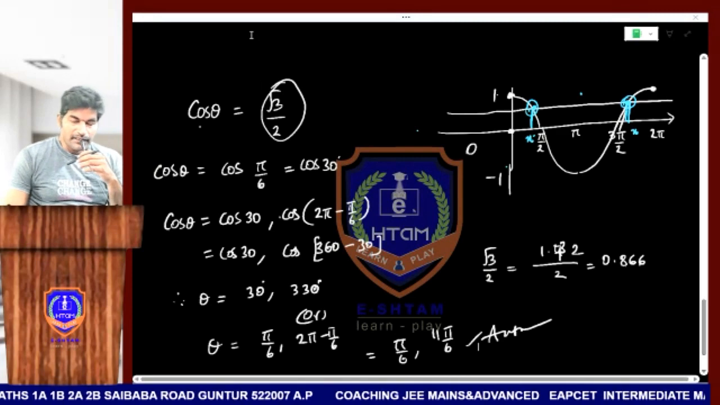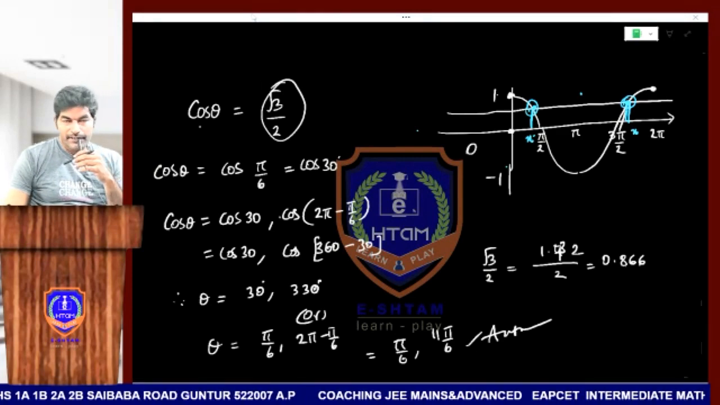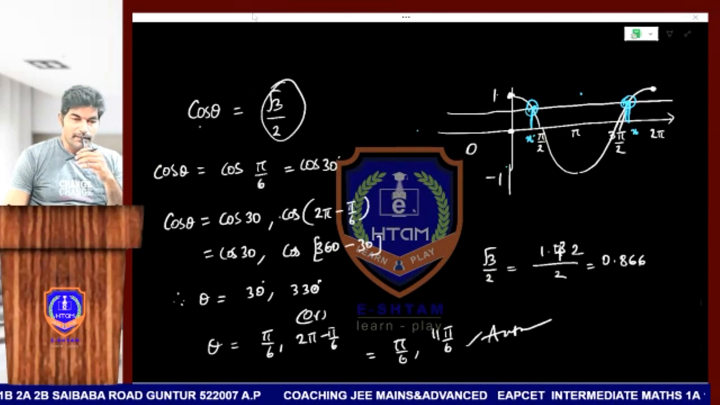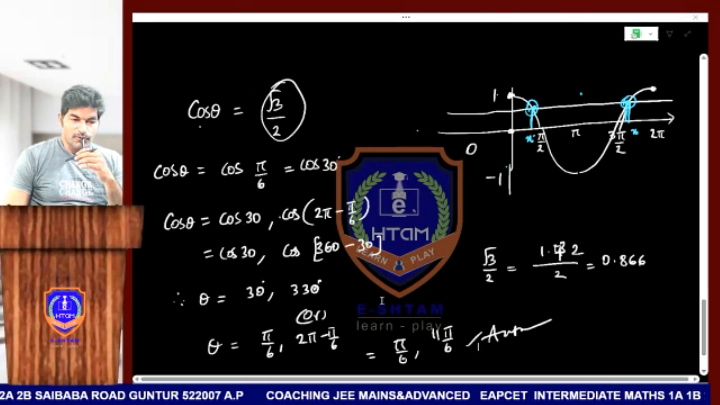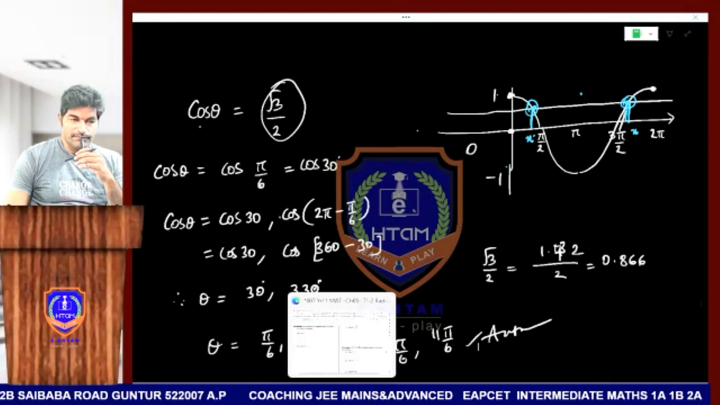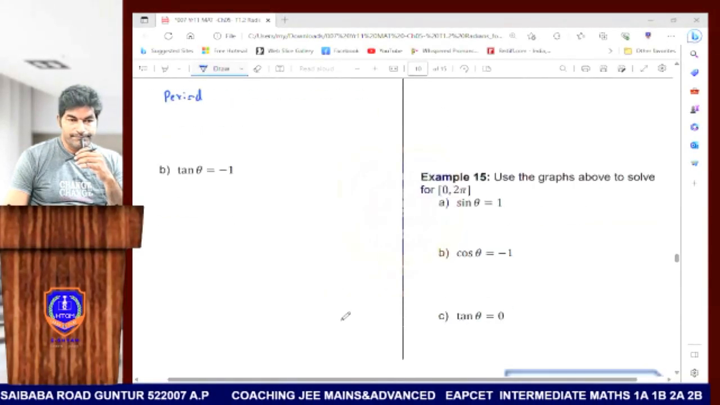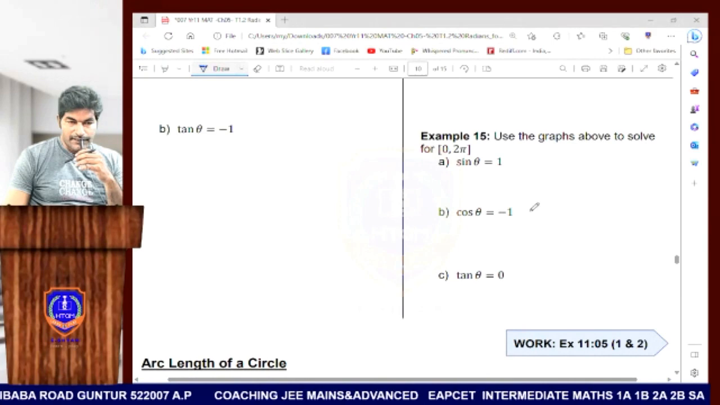Why was it like that? Because the graphs are periodically moving on, so that's why it has so many values. But particularly from 0 to 2 pi, we have two values. Got it? Yeah.